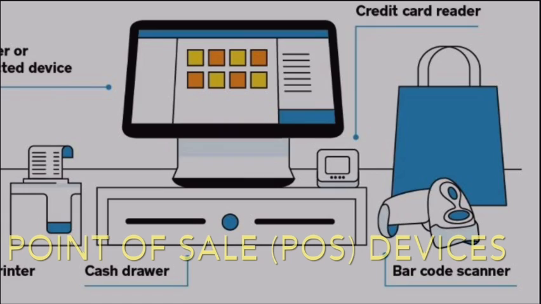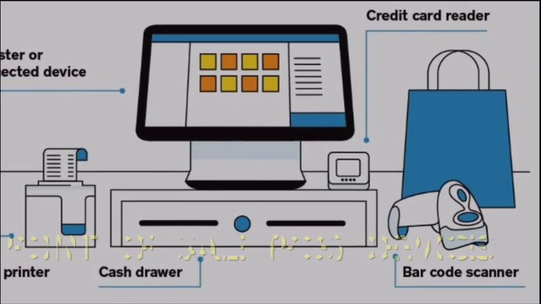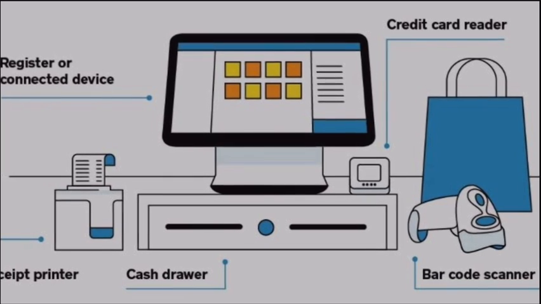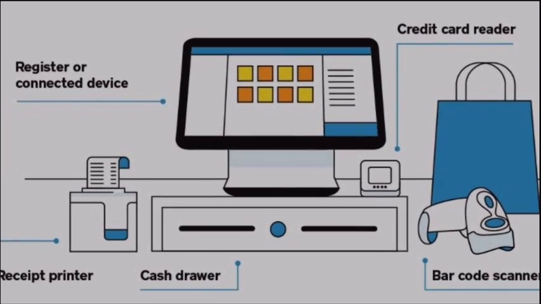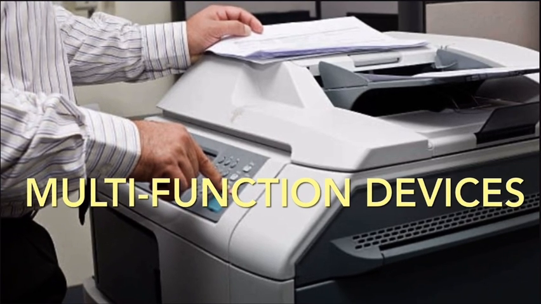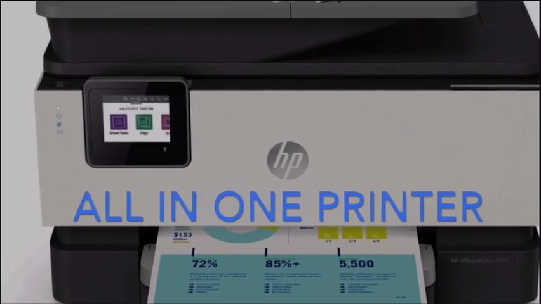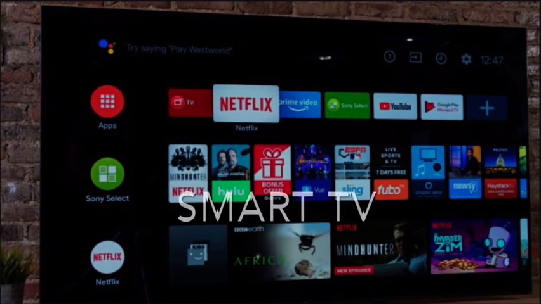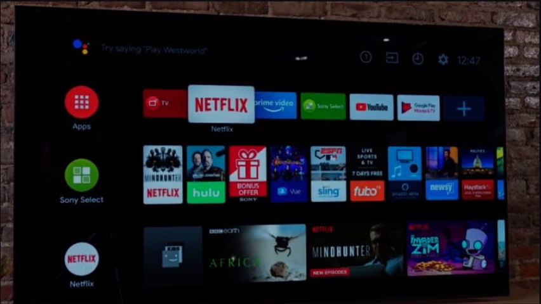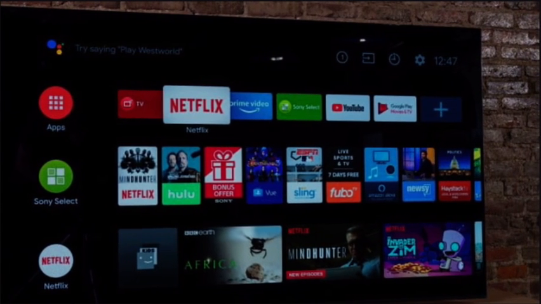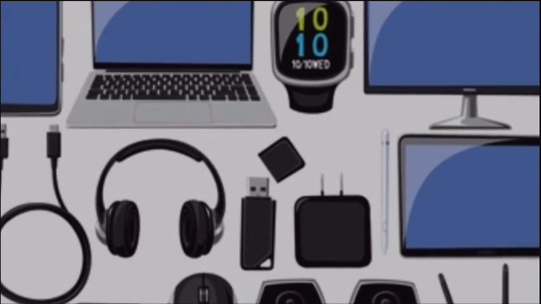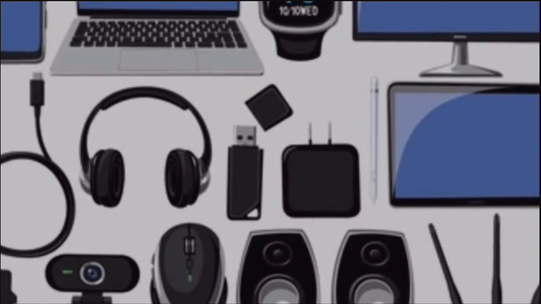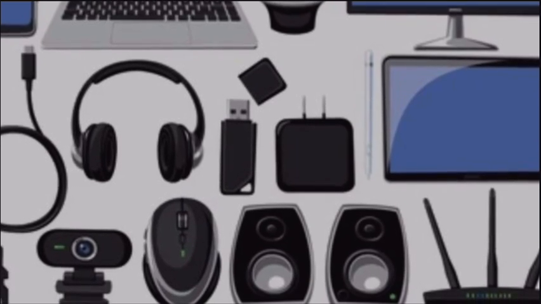Point of sale or POS devices. Barcode scanner reads barcodes for inventory and sales tracking. Card reader reads credit or debit cards for financial transactions. Multifunction devices. All-in-one printer combines printing, scanning, copying, and faxing functions. Smart TVs integrate television functions with internet connectivity and applications. Peripheral devices enhance the capabilities of a computer system, allowing users to interact with the digital world more effectively and perform a diverse range of tasks.